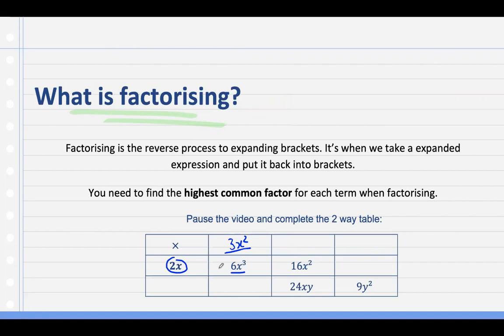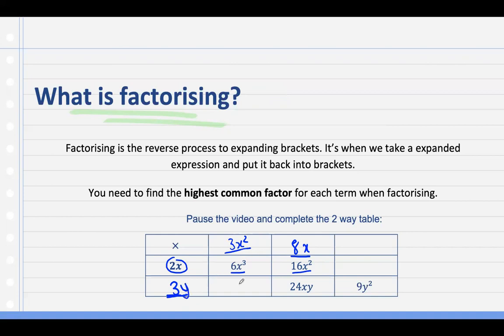Okay, so here 2x times what makes 16x squared? So it will be 8x. And then we need to find out what goes here. Well, 3x squared times by this will give us this box, but we're not sure what that is. And so what we'll do is we'll look at the 8x. What do you times by the 8x to make 24xy? Well, to make 24, it's going to be 3. And we already have an x, so it's going to be 3y here.